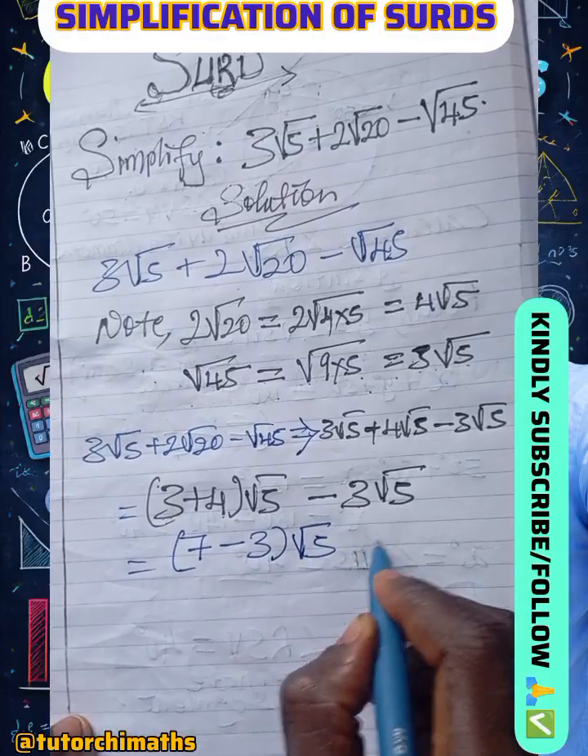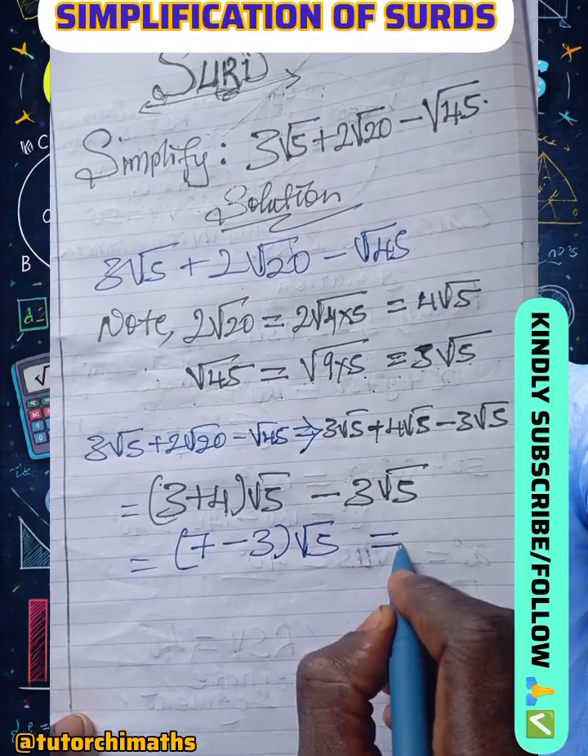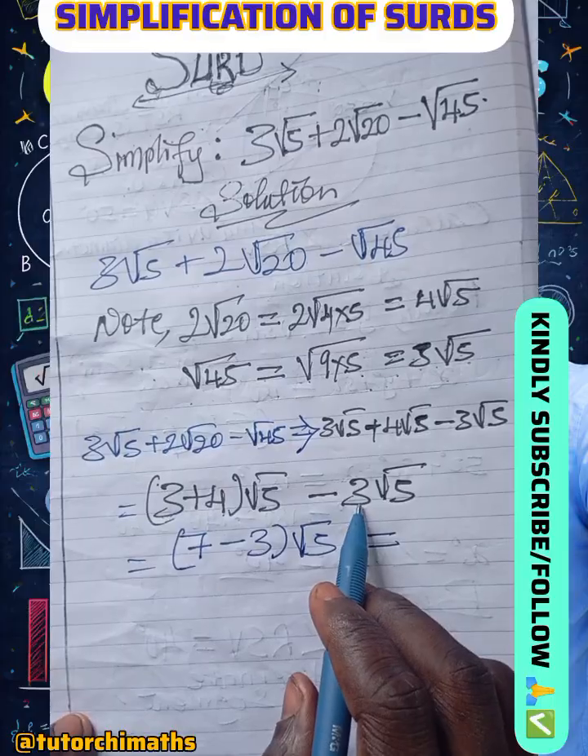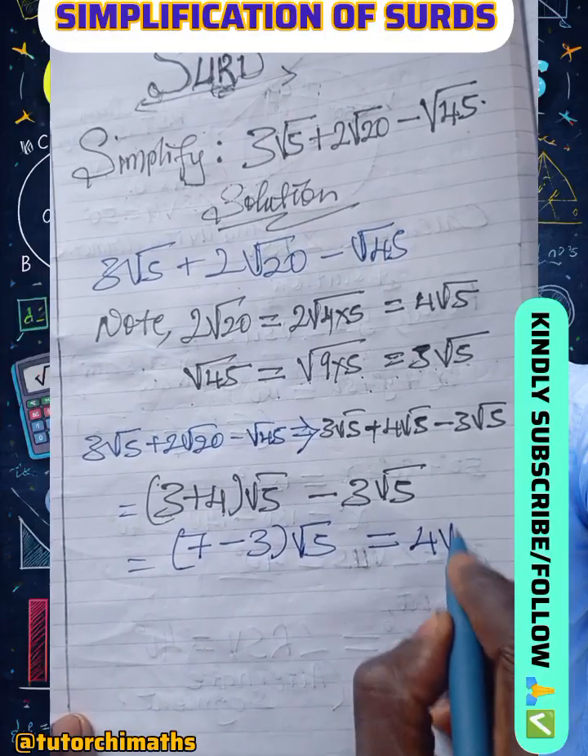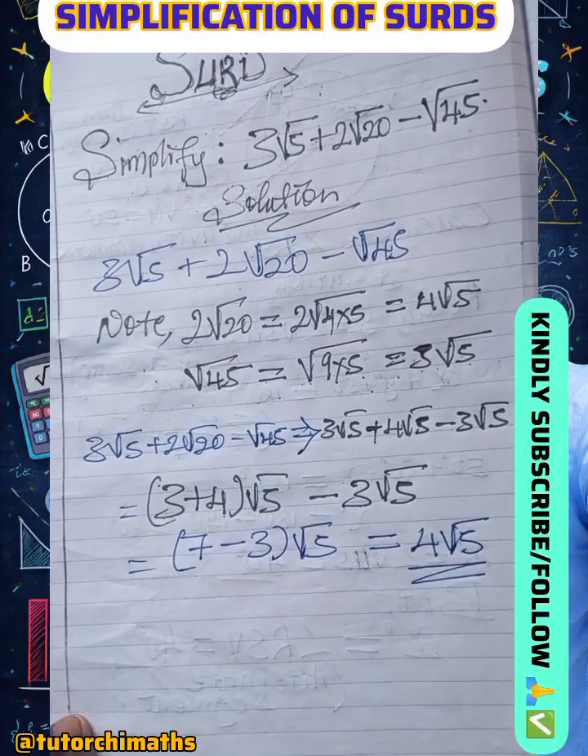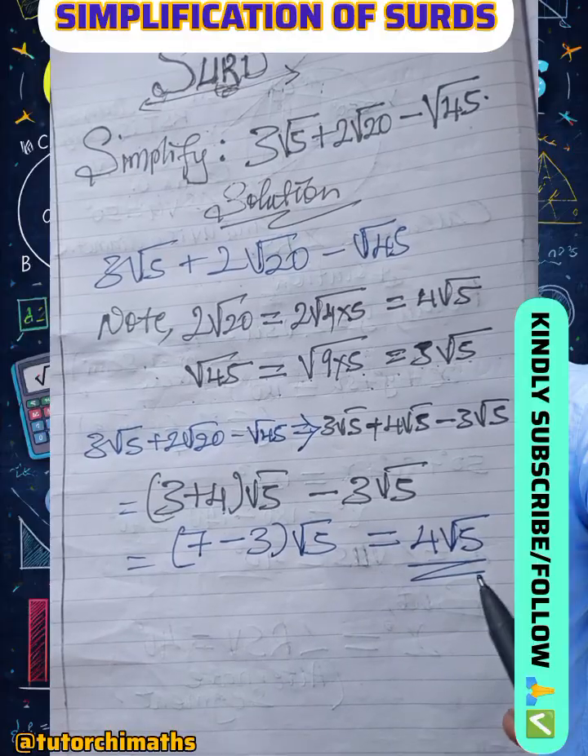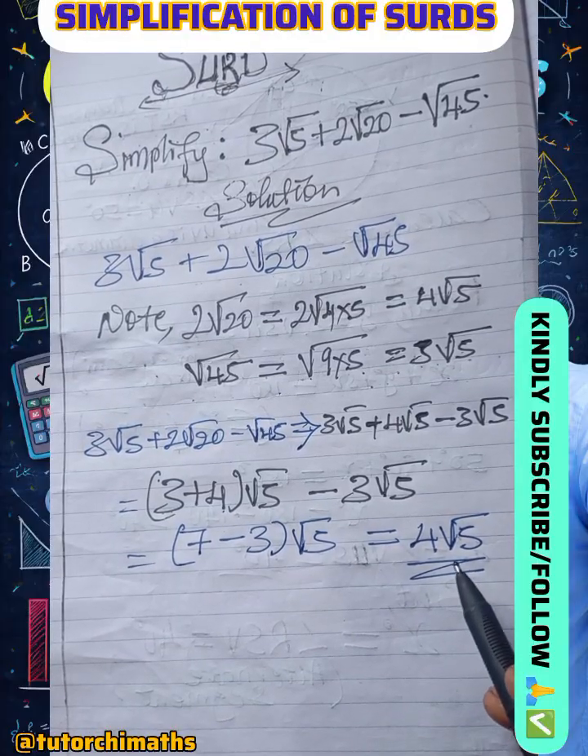Remember, 3 plus 4 is 7. So minus it by 3, you have 4 root 5. All right, so this is what we call basic surd.